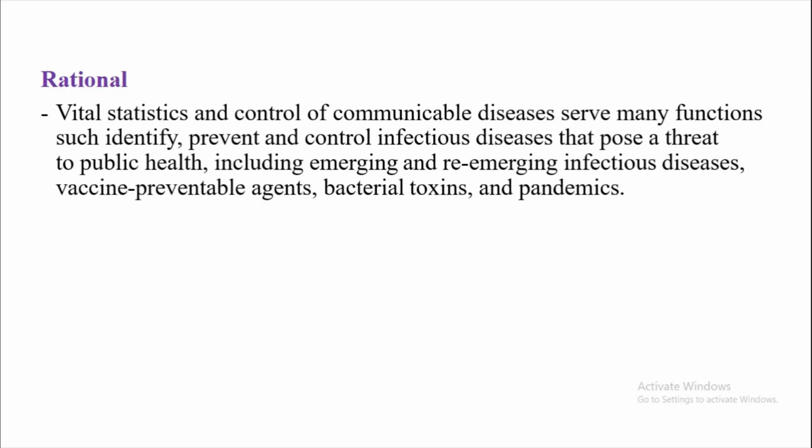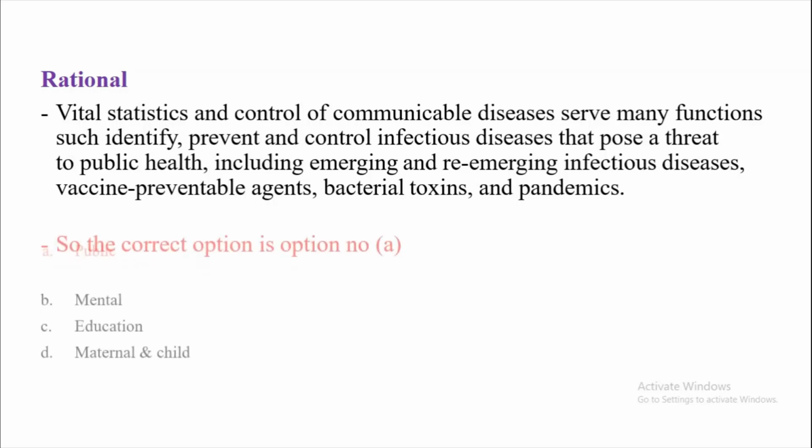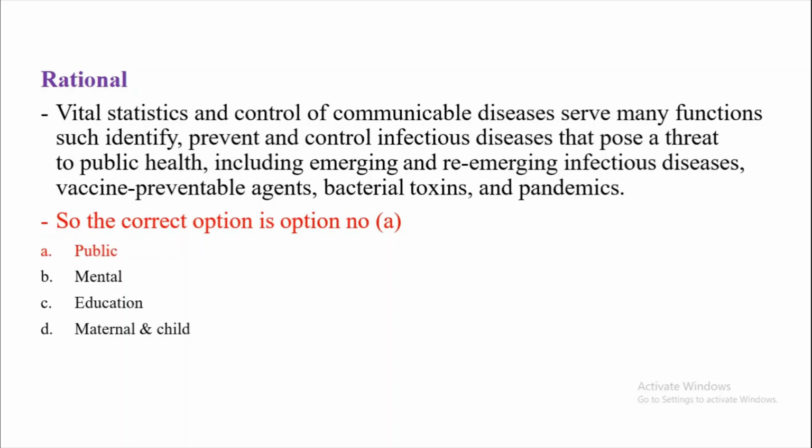Vital statistics and control of communicable disease serve many functions such as identify, prevent, and control infectious disease that pose a threat to public health, including emerging and re-emerging infectious disease, vaccine preventable agent, and bacterial toxin and pandemics. So the correct option is option number A, public.